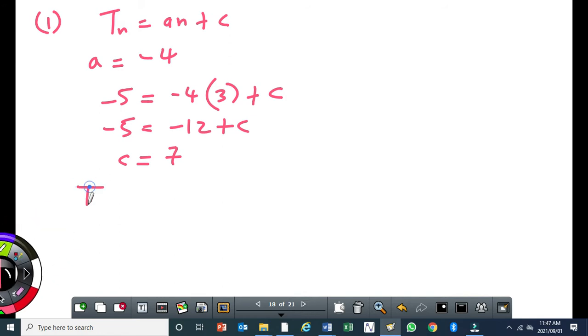So our general term will be Tn equal to -4n plus 7. So this is the general term. If you did the work, then you should have got this answer. Okay? It's not difficult. Wait, so was this a linear? The first differences form a linear pattern. First differences of a quadratic pattern form a linear pattern.